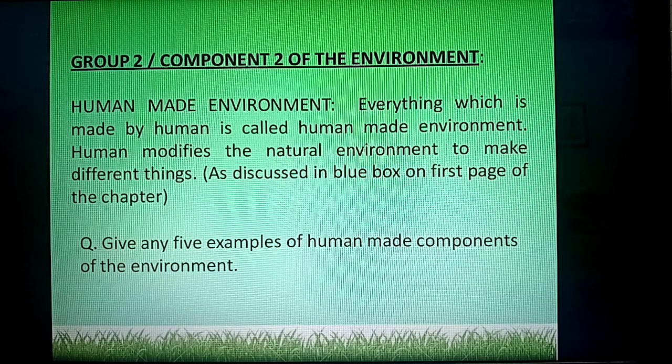Any means you can write about bed, sofa, laptop, whatever, which is made actually by a human being. All right.